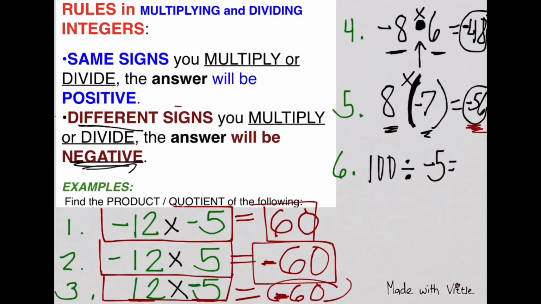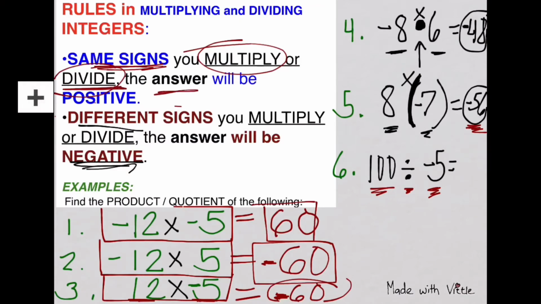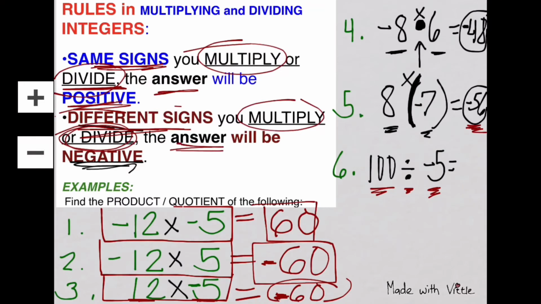Next is 100 divided by a negative 5. So we still apply the same rules because those are the rules in both multiplying and dividing integers. Same signs that you're multiplying or dividing, the answer will be positive. And if there are different signs that you are dividing or multiplying, the answer will have a negative sign. So in this case, there are different signs. It's going to be negative 20 for our final answer.